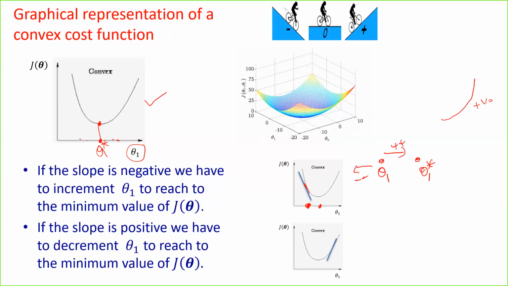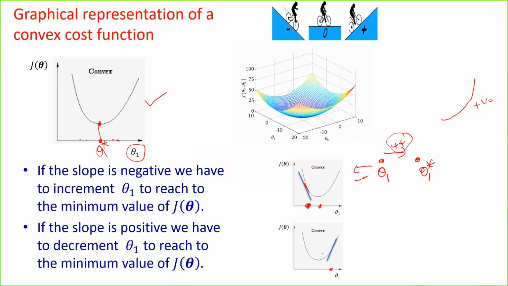Do I have to increment theta 1 or decrement theta 1 to reach the optimal point? We have to increment, we have to increase theta 1 to reach the optimal point, right? So let us take another scenario. When you randomly initialize, theta 1 is somewhere here.